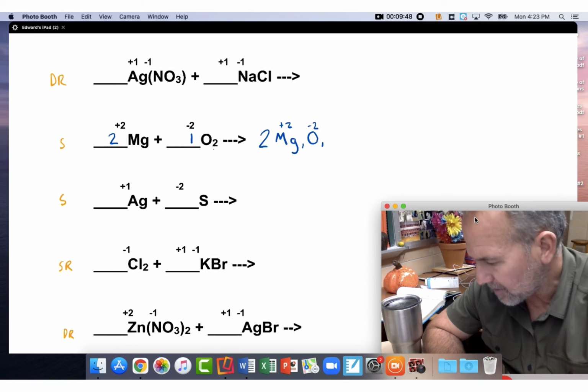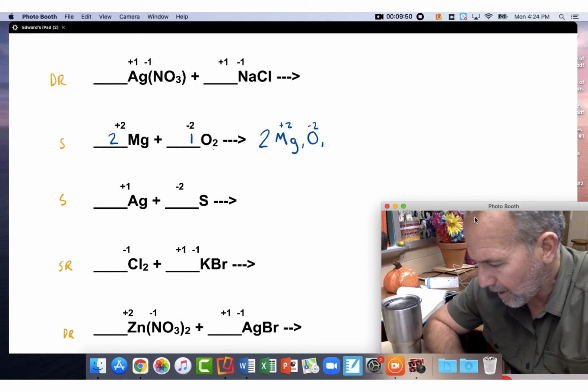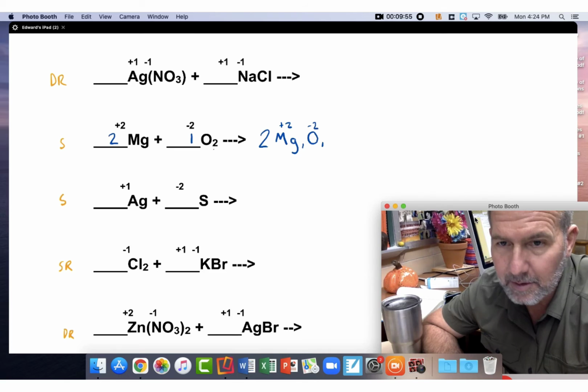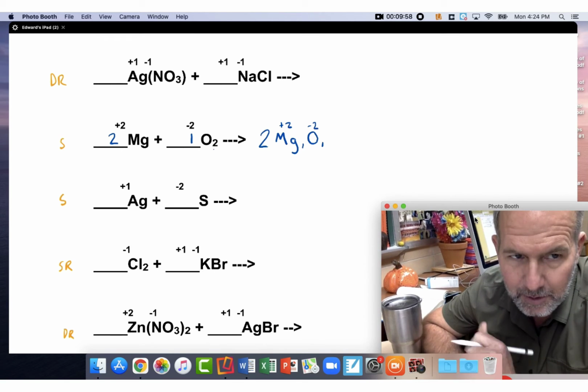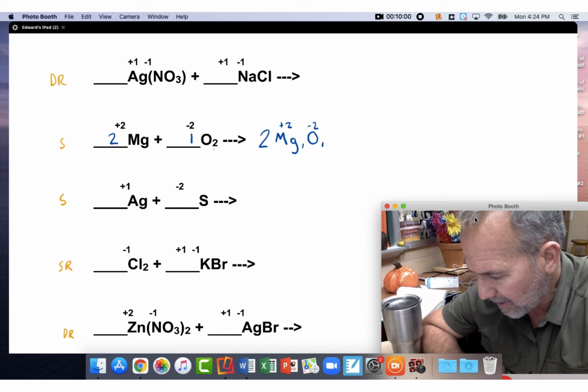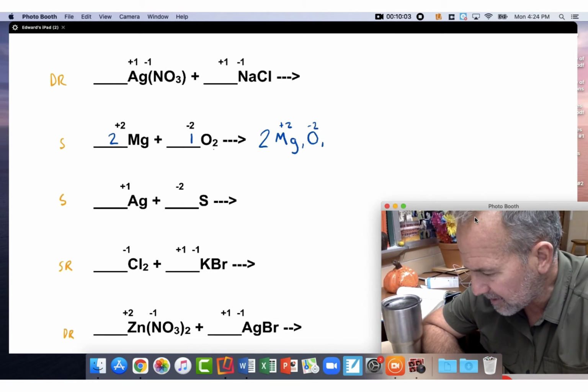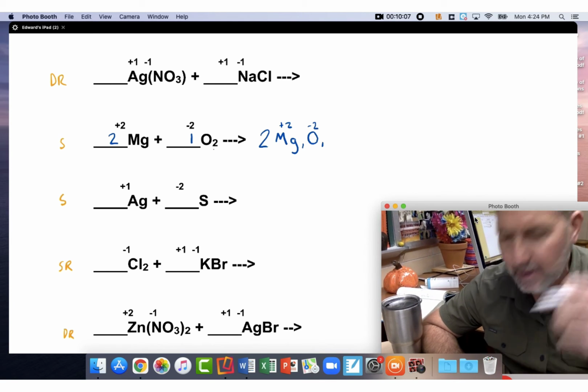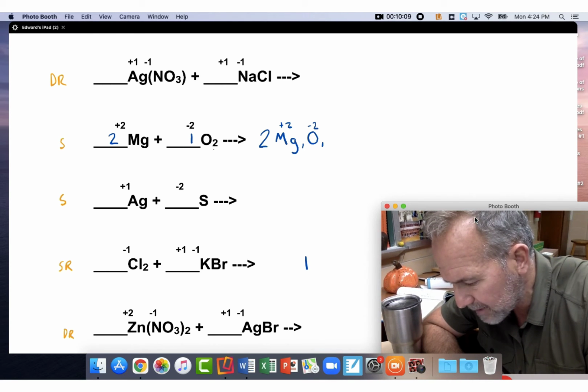Okay, so here's a single replacement here. Notice we have Cl minus 2. Oh, I'm sorry, Cl minus, but there's a 2 there. It's diatomic. And then we have KBr. Well, the Cl is negative, the Br is negative. So the Cl has to replace the Br. You always have to write the positive first though.